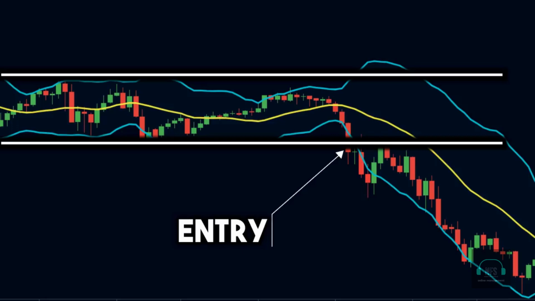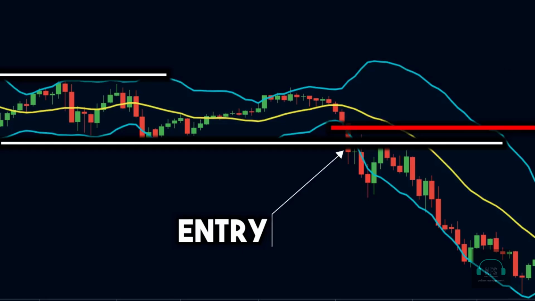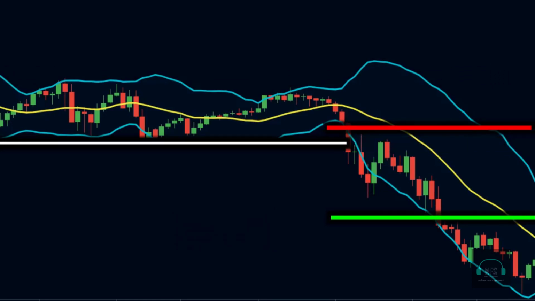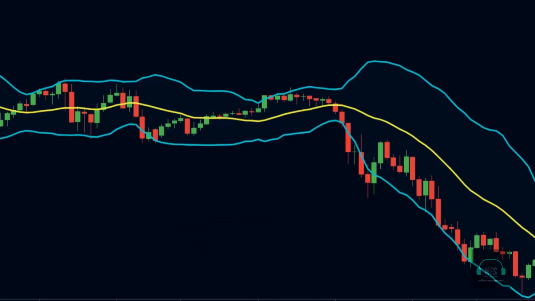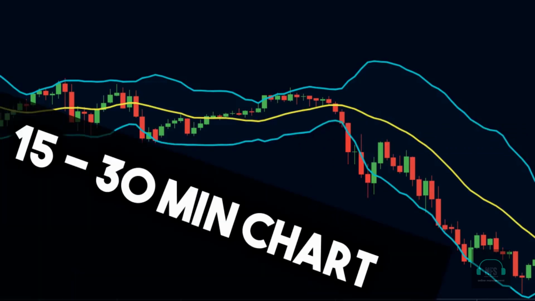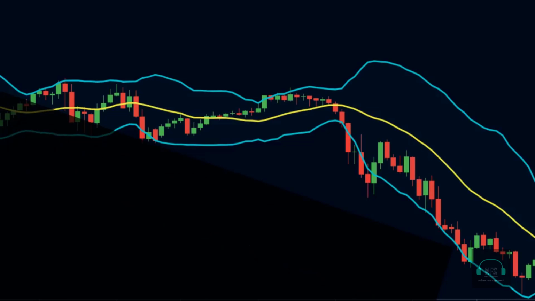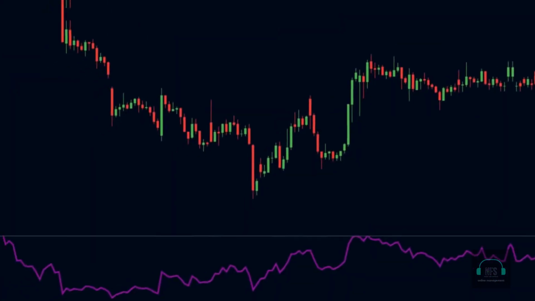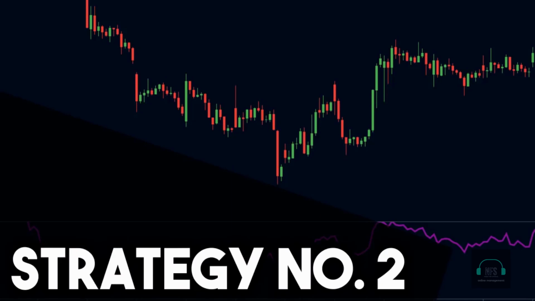We can keep our stop loss above the support area, and we can place our targets at 2:1 risk-reward ratio. The price gave an 80-point move after our entry. This strategy is very powerful when used on 15 and 30-minute time frames, but I recommend back testing it before use. Let us now learn the second strategy.